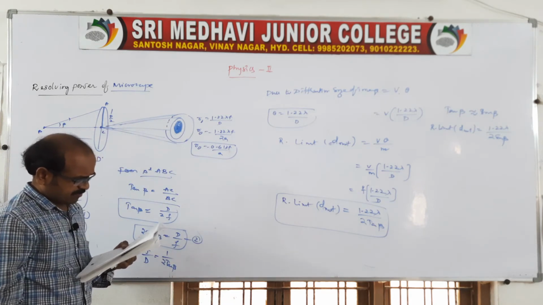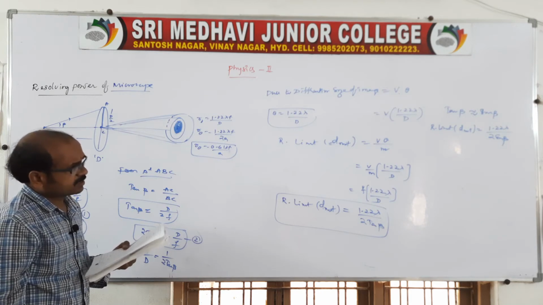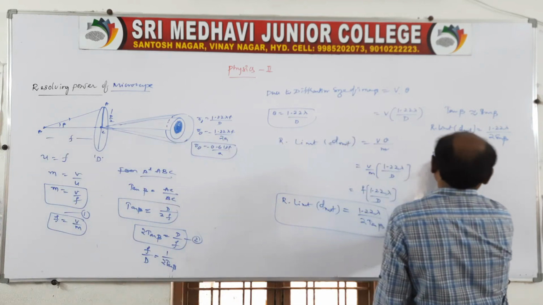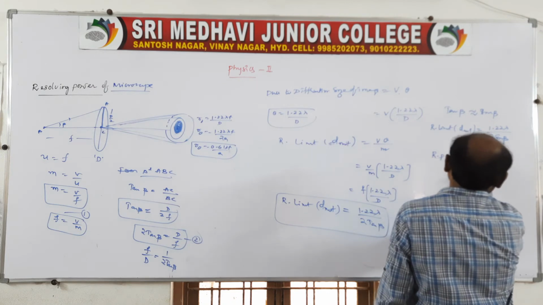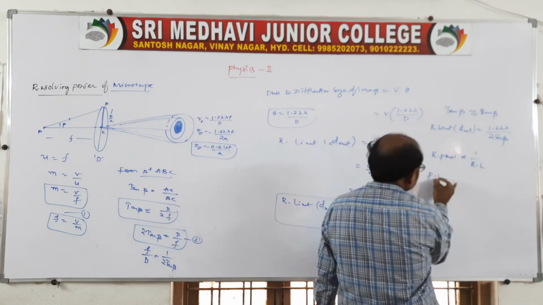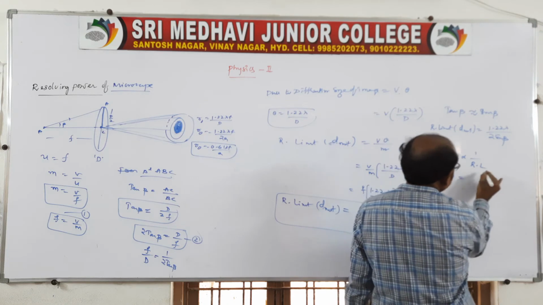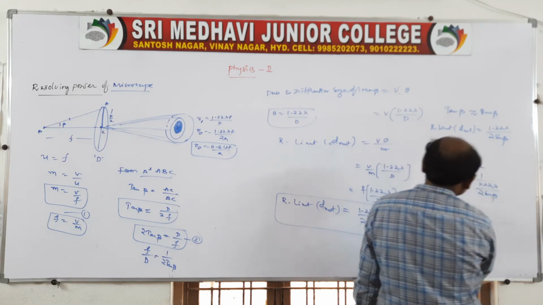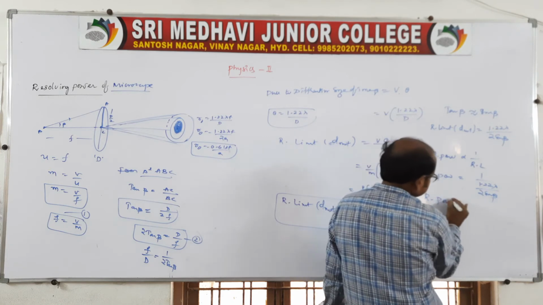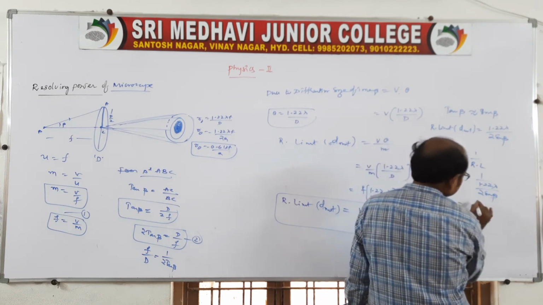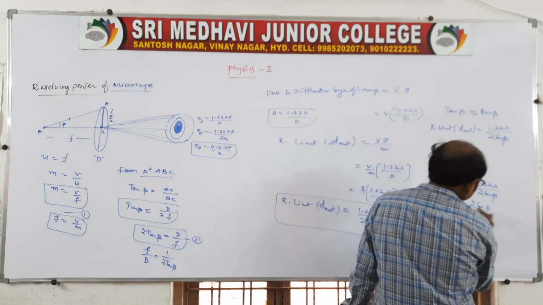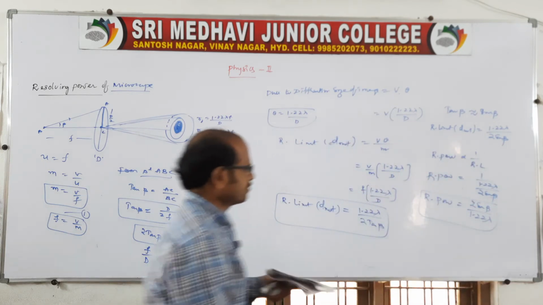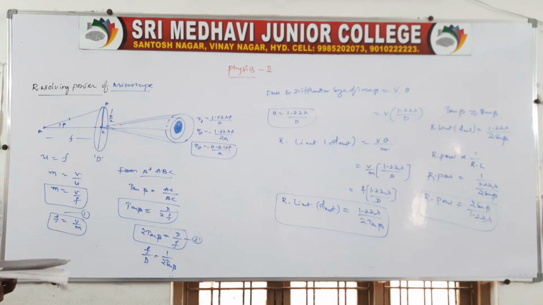So resolving power, directly we can take from there, because resolving power is inversely proportional to resolving limit, therefore resolving power is equal to 1 by 1.22 lambda by 2 sin beta, so that resolving power is equal to 2 sin beta by 1.22 lambda. So these are related to the resolving power of a telescope and microscope.